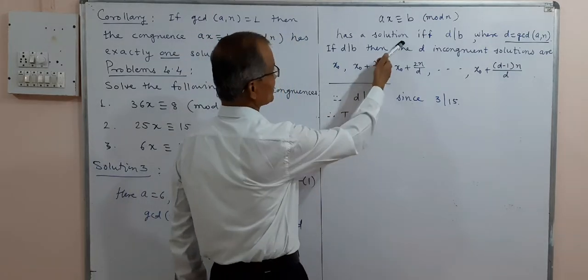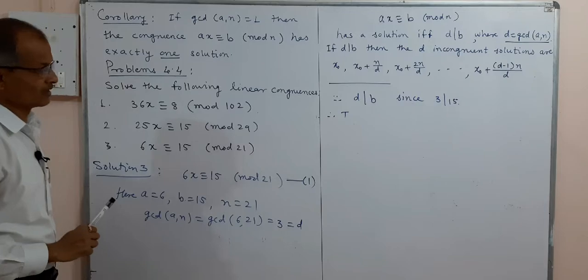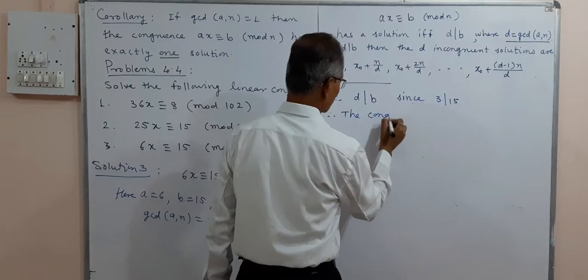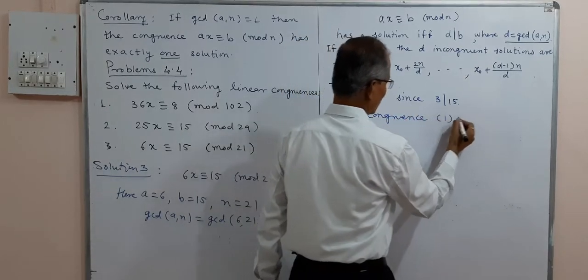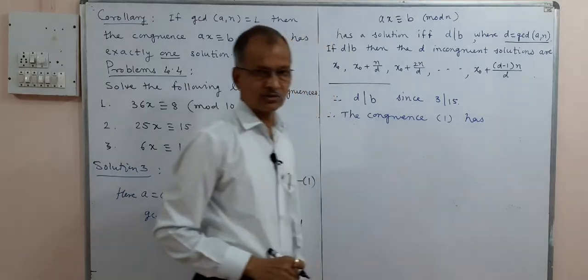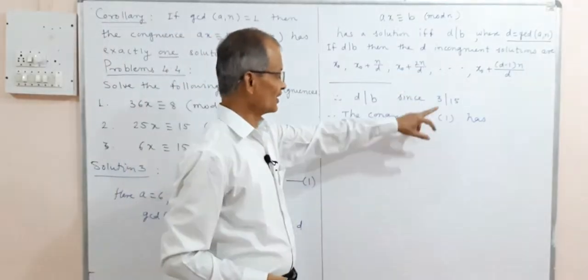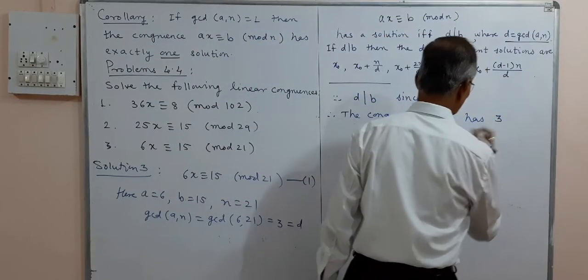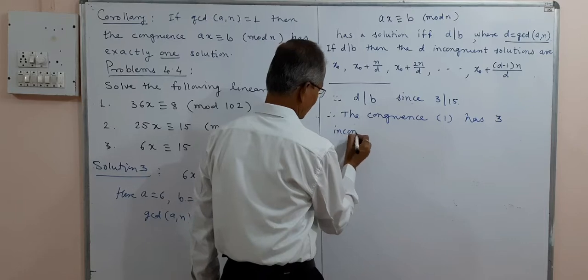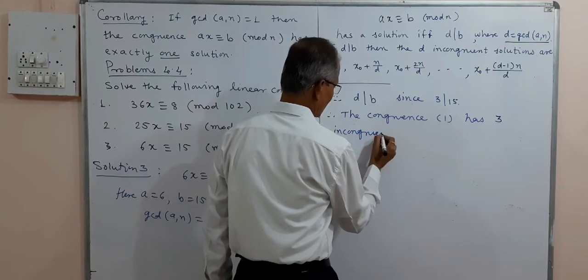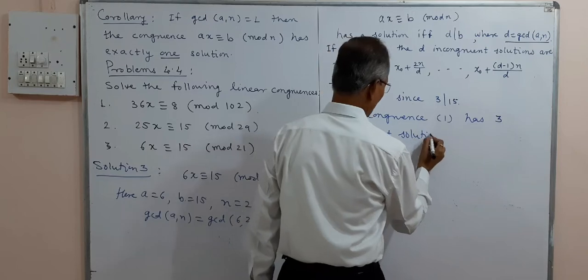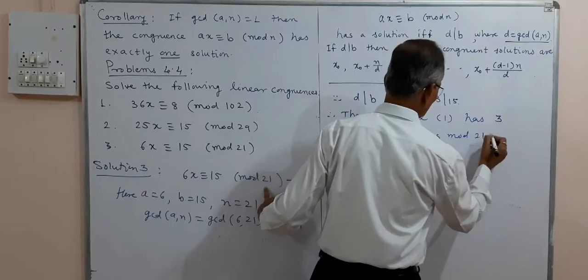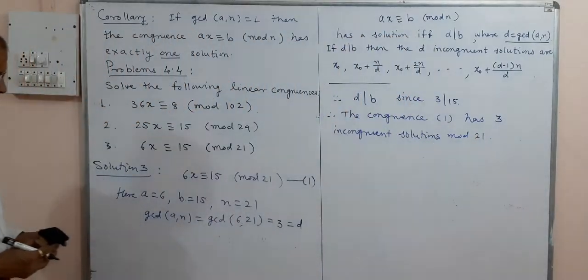Therefore, by this condition, the congruence has a solution if D divides B, where D is the GCD of A and N. So therefore the congruence 1 has a solution. But how many solutions? D incongruent solutions. D means 3. The congruence 1 has 3 incongruent solutions modulo 21. Now how to find the solutions further?